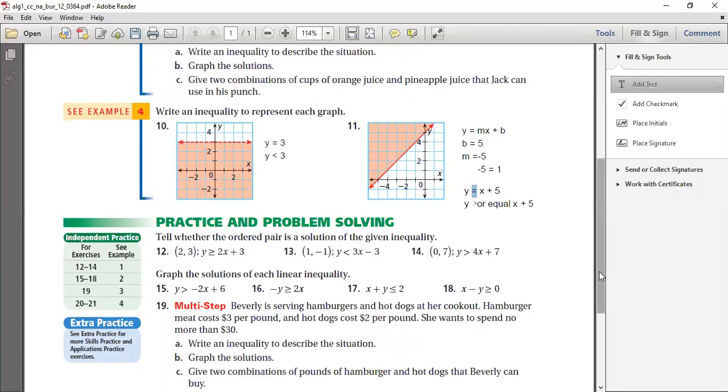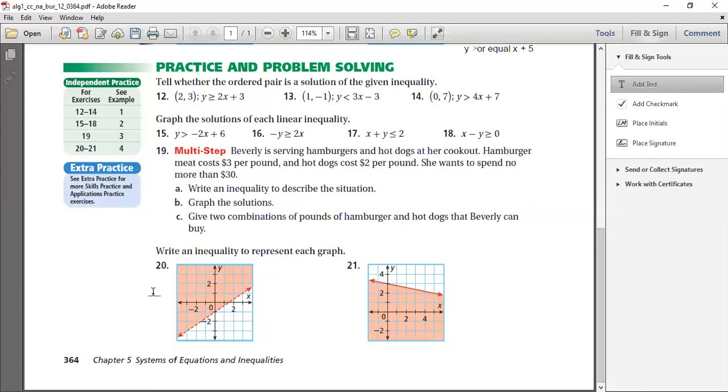Okay, now let's move to question number 20. I'll give you 2 minutes. Write the inequality and then let's discuss whether the answer is correct or not.